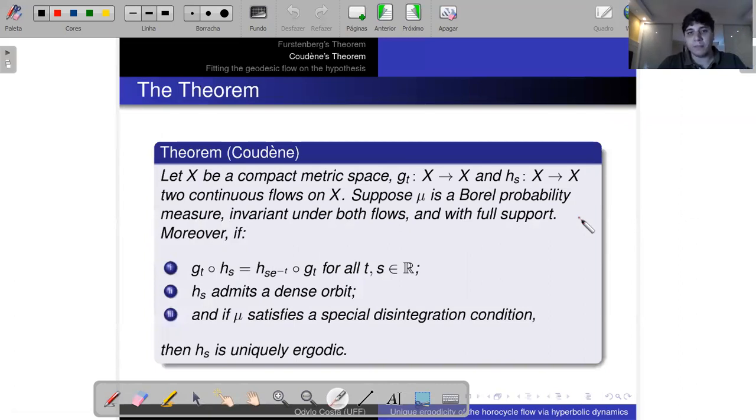Let X be a compact metric space, and G and H be two continuous flows on X. Suppose mu is a Borel probability measure, invariant under both flows, and with full support. Moreover, we ask for the flows to satisfy this condition, which is a very common condition for the geodesic and the horocycle flows, and we ask the flow H to admit a dense orbit and the measure mu to satisfy a special disintegration condition. Then the flow H is uniquely ergodic.